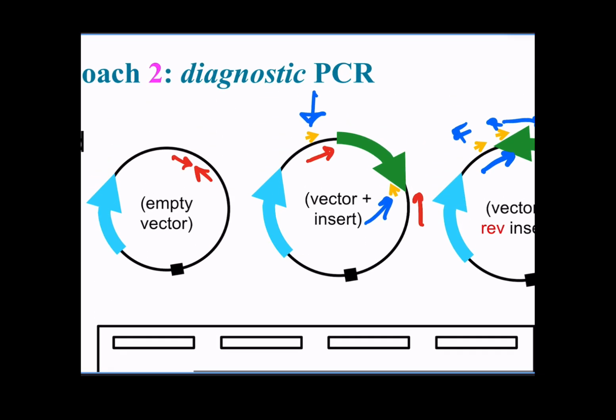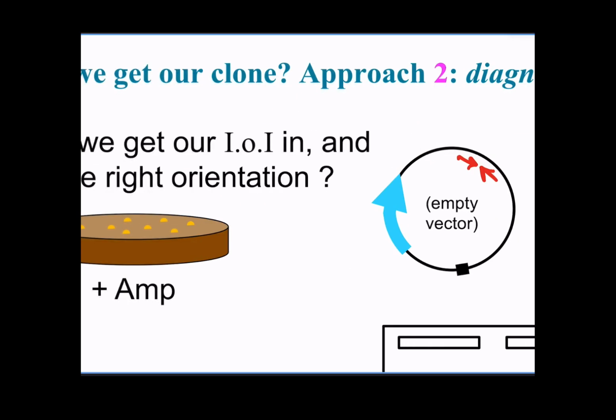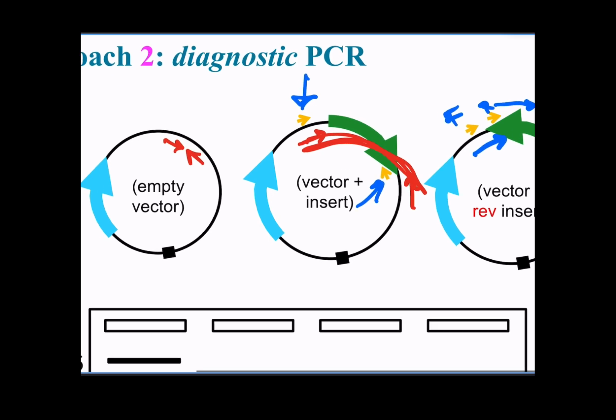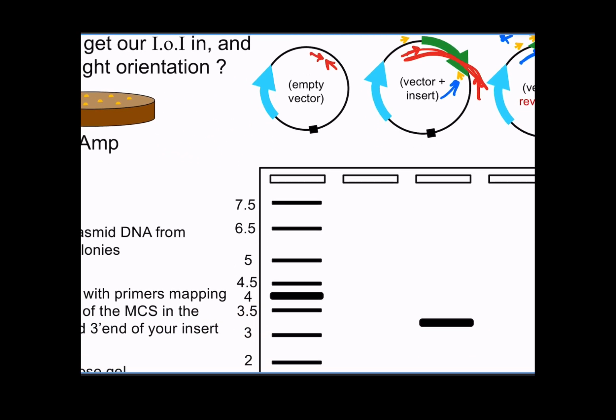If there is insert in the right orientation, you will have a much longer amplicon that goes between the two. But if you had it in the wrong orientation, you would still have, let's see if I can do that. Yeah, you will still have amplification between the two, and you would get an amplicon of the same size, right? And it wouldn't allow you to distinguish between the two. Did that make sense? So whether you have them both inside or both outside, you get amplification, you will get an amplicon if there is an insert, but it won't allow you to distinguish between the two orientations.